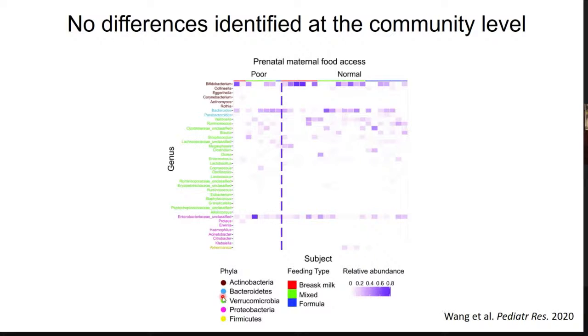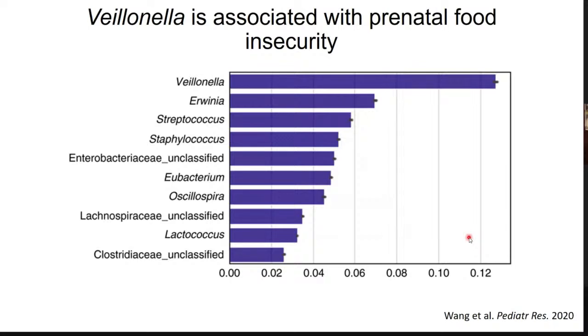The mothers claimed they didn't have any impact or any difficulties accessing food after Hurricane Maria. As you can see, these are two groups, and we plotted the relative abundance of bacteria genera in the infant's gut. This is for the gut microbiome. Using machine learning methods, we found Veillonella is a bacterium which can be a good predictor of whether this mother has experienced prenatal food insecurity or not.